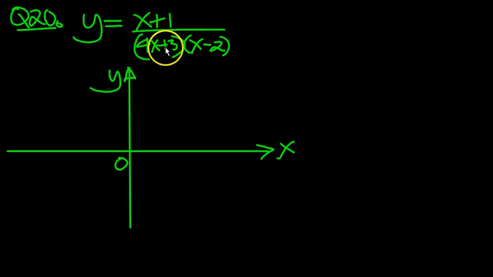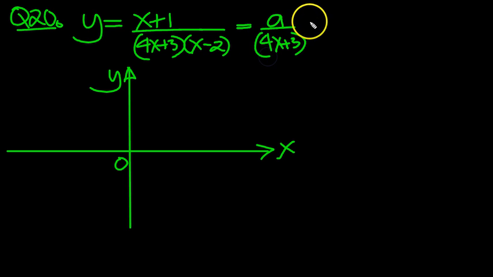y equals (x plus 1) over (4x plus 3) times (x minus 2). So we know in terms of its characteristics that we can write that as a partial fraction, can't we? A over 4x plus 3. We're not going to work out the constant values. We just want to have a little look at it here in terms of its structure.